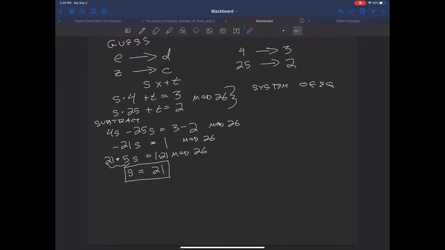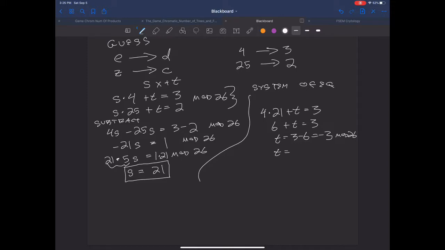Now, to figure out what T is, all I do is take this S and plug it into one of these two equations. I'll take the top equation. So 4 times 21 plus T is equal to 3. 4 times 21, that's going to be 6, plus T is equal to 3. I subtract the 6 over, and I get T is equal to 3 minus 6, which is negative 3. Of course, this is all mod 26. Then I use my calculator or my brain or whatever and figure out that negative 3 is the same thing as 23. And so now I have my multiplicative key and my shift key.